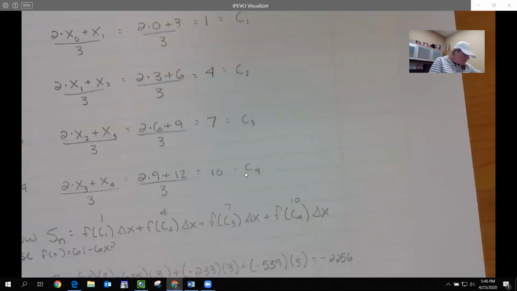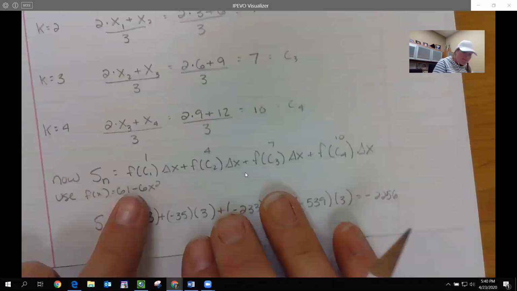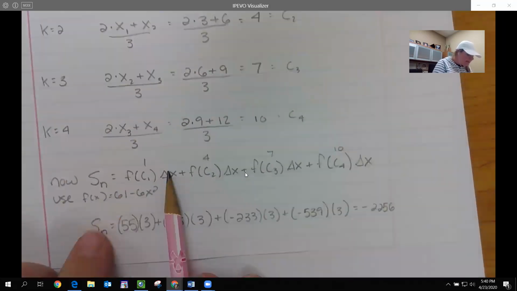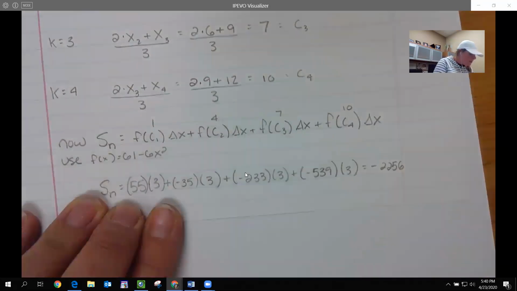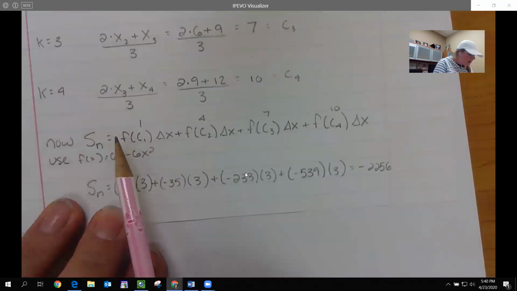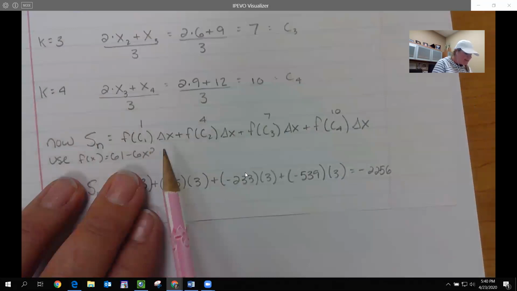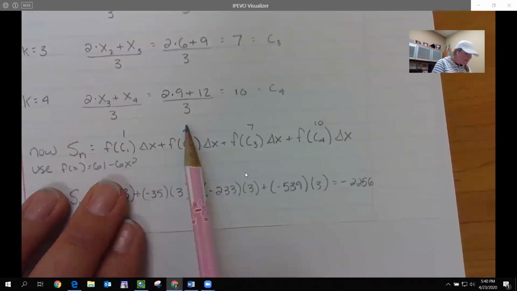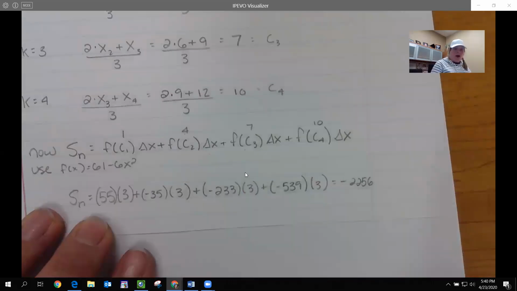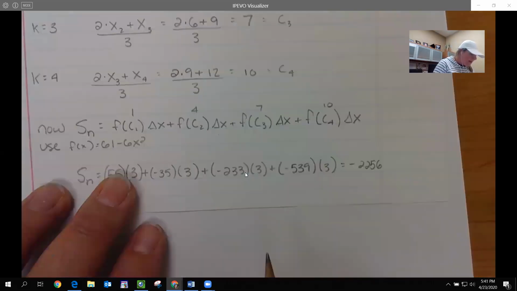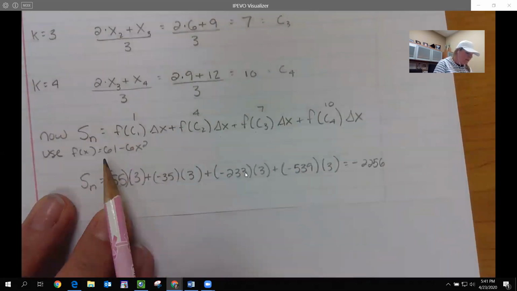Okay, so what do we do from there? What do these values mean? Well, these values that we came up with are our C values. We only have 4 on this one. So our sum S_n is going to equal the function at that value 1 times our change in x, plus the function at the value 4 times the change in x, plus the 7, and then so forth. So then we're going to use the 61 minus 6x squared, and we're going to put this first value of 1 into our function here.